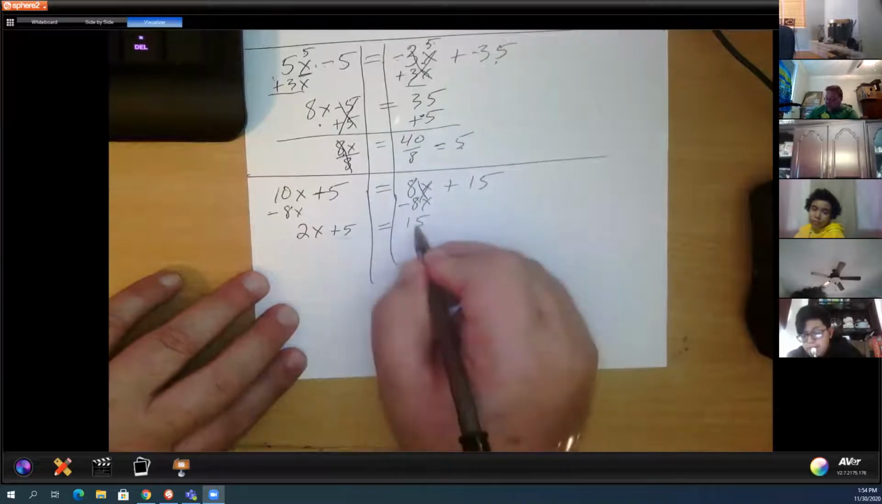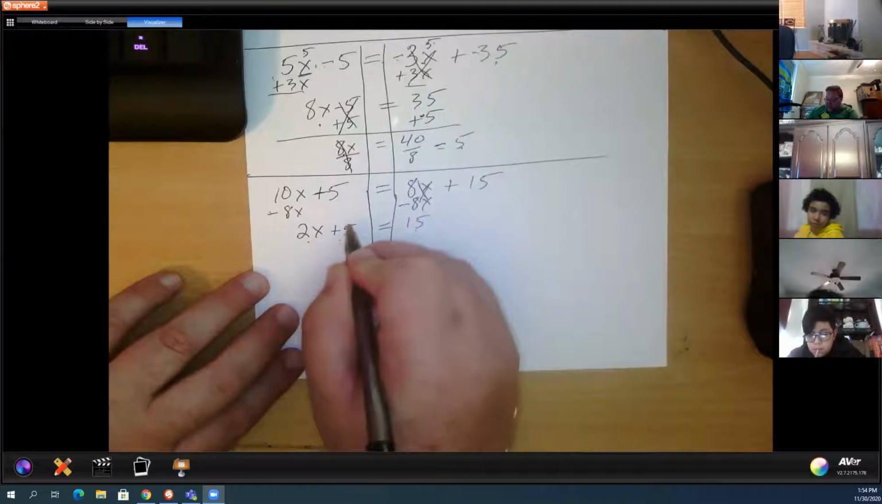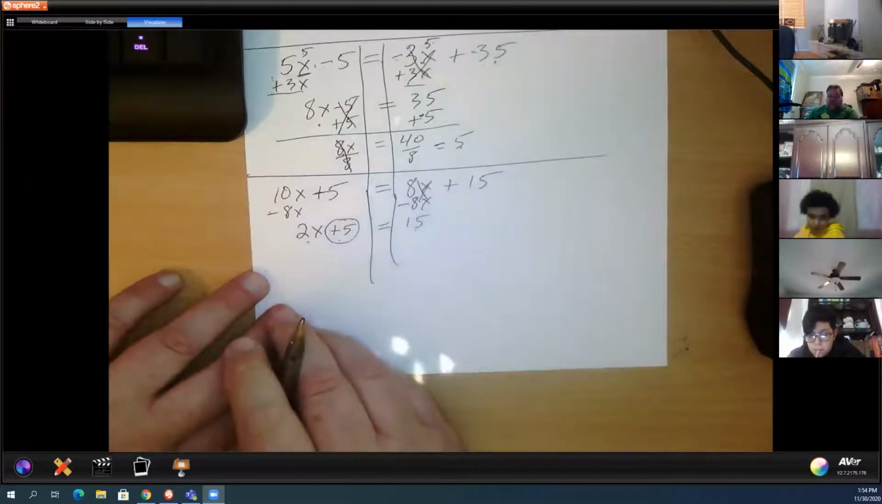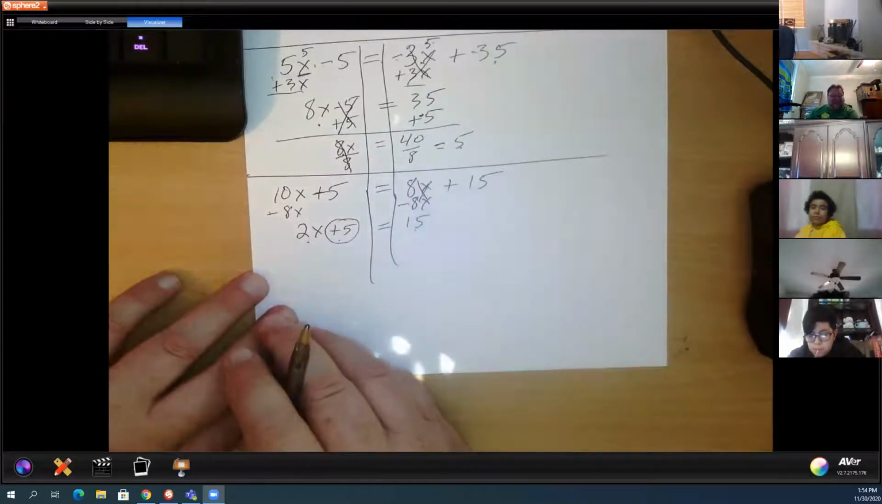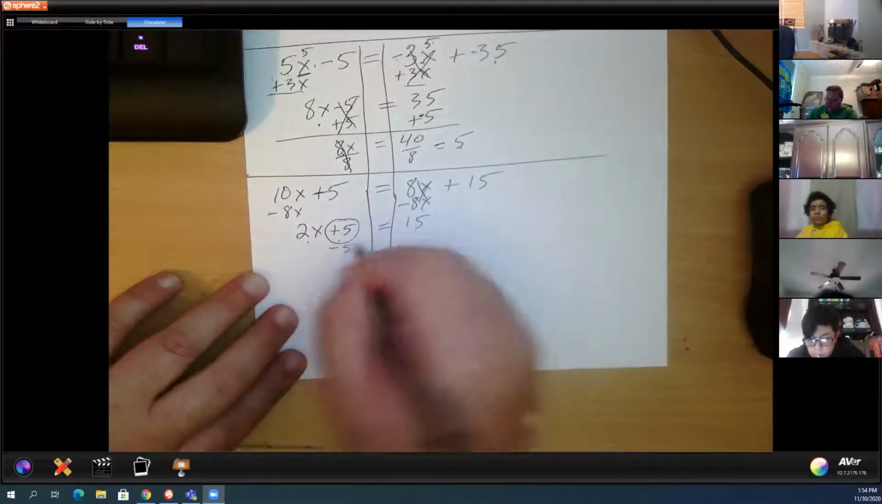So again, I've got a number here and I've got a variable and a number over here. Well, so this number is now in my way. So I need to get rid of it. How do I get rid of a positive 5? I subtract 5.